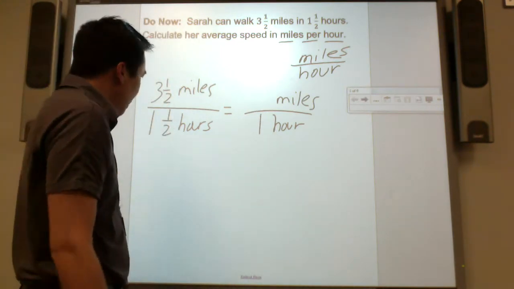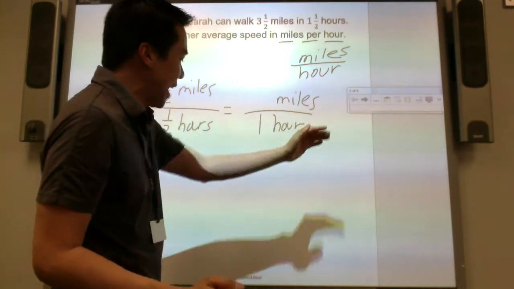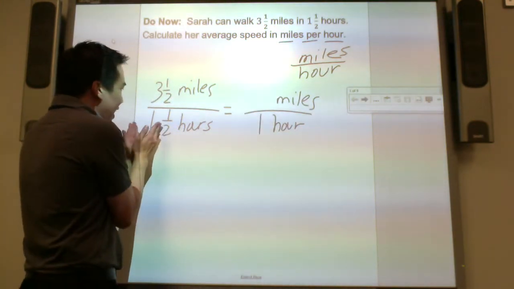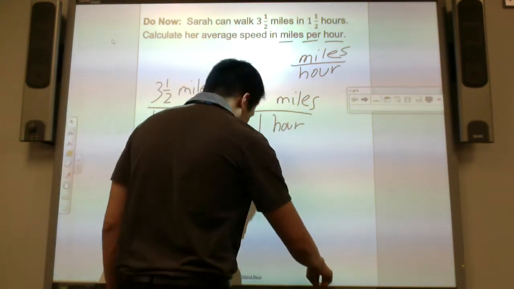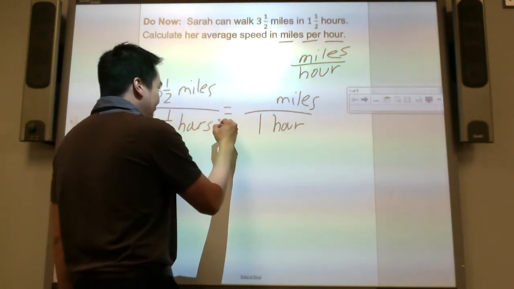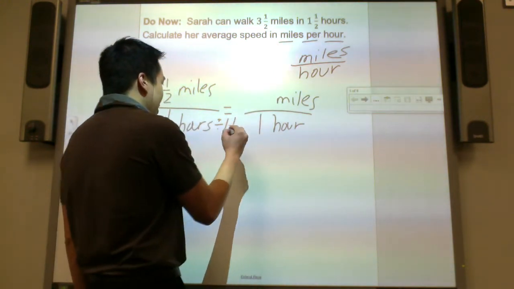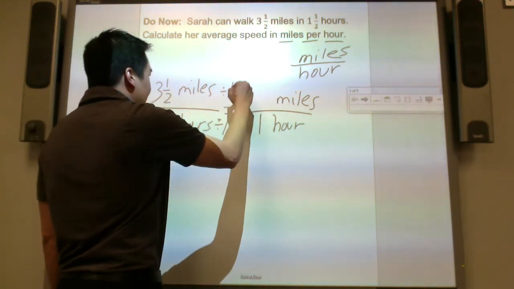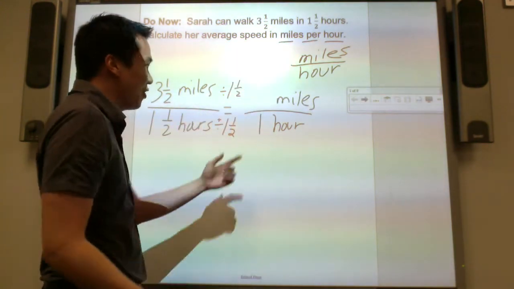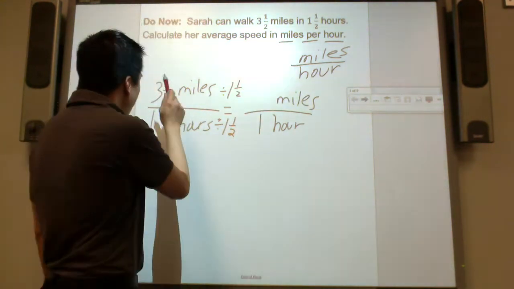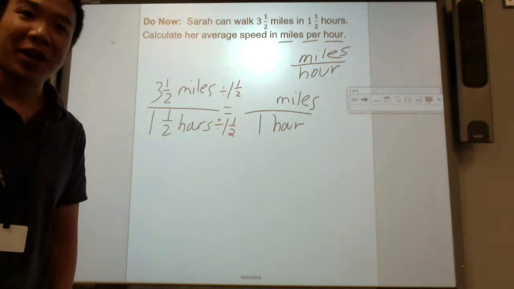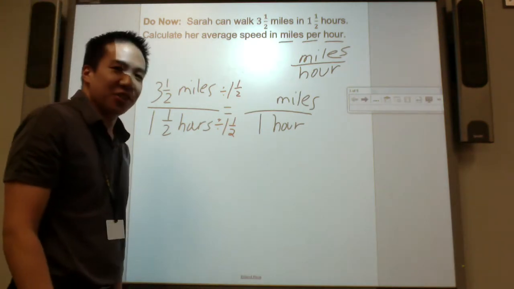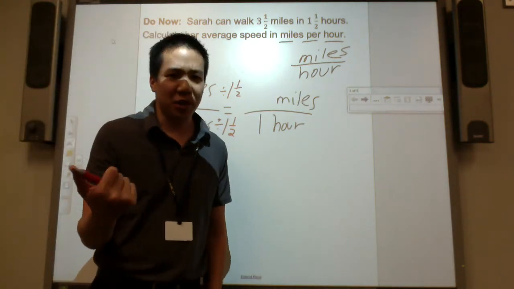So, I need to break this down. How can I break 1.5 hours down into 1 hour? I can by dividing by 1.5, because if you divide 1.5 by 1.5, you get 1 hour. So what is 3.5 divided by 1.5? Oh goodness, do you still remember how to divide mixed numbers?